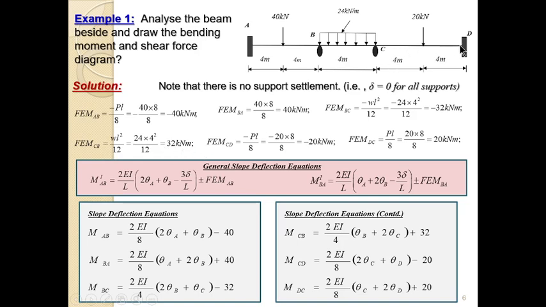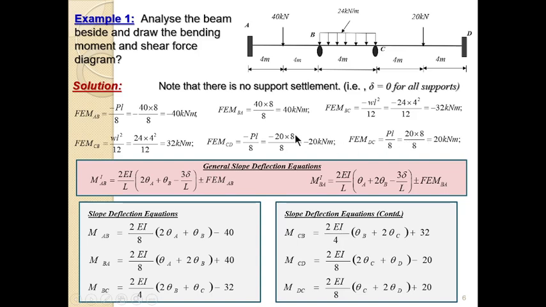Then span CD, on the left side, we have a point load at mid-span. So at C going to D, you'll have minus PL over 8, the same thing that we had in AB. So minus PL over 8, where P is 20, L is 8. That gives you minus 20 kilonewton meter. And so you go again to support D in span CD. The fixed end moment is PL over 8, and that equals 20 kilonewton meter.